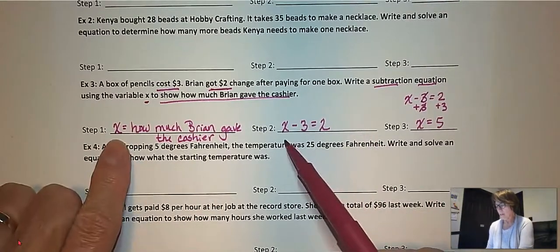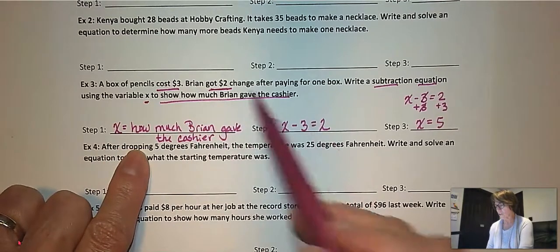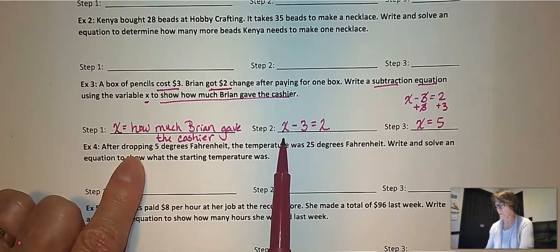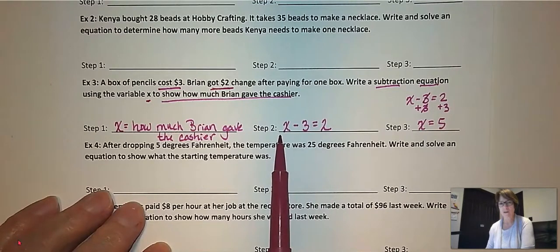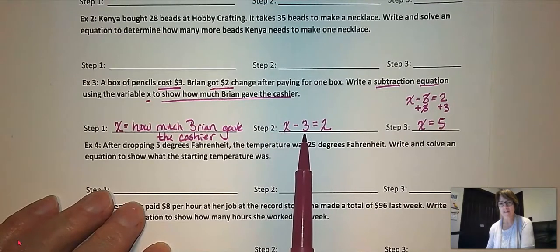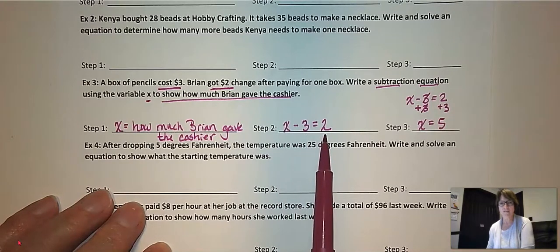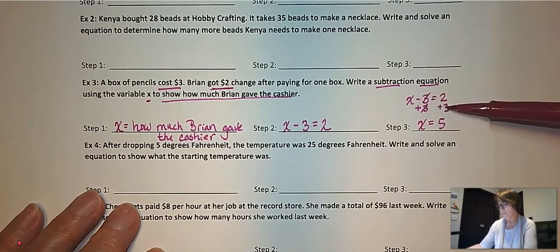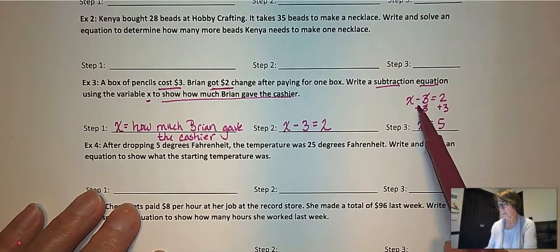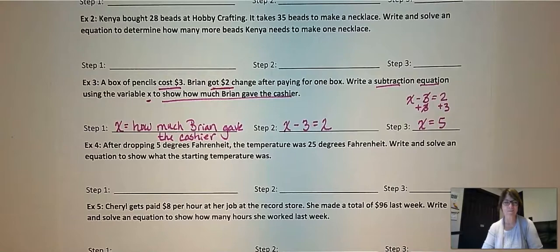Well, Brian gave the cashier x dollars. He paid $3 for the box, and he got $2 back. So here's the amount he gave the cashier, here's the amount that she kept because he was paying for the box, and here's what he got back. So the total amount Brian gave the cashier minus the $3 he paid left him $2. To solve our equation, x minus 3 equals 2, we add 3 to both sides because that's the opposite of what's happening to x here. We bring down our x, and then 2 plus 3 is 5. So Brian started off with $5.